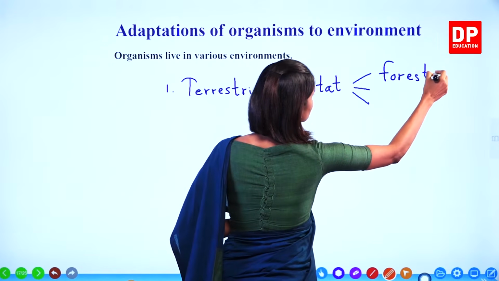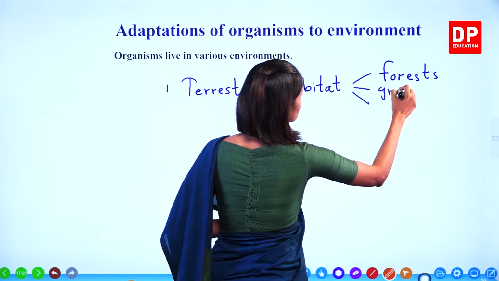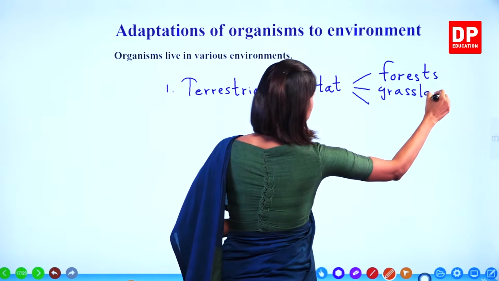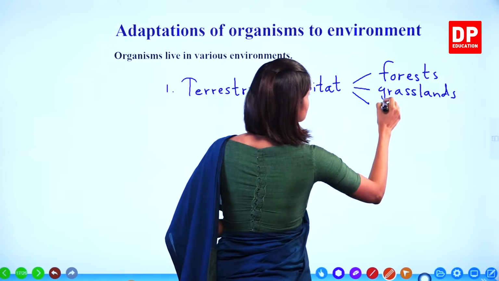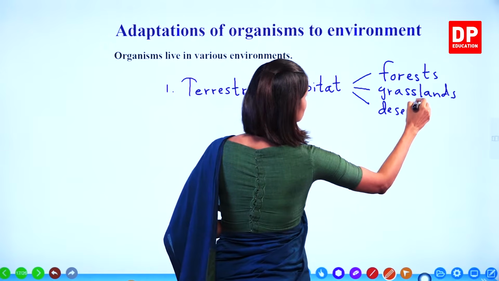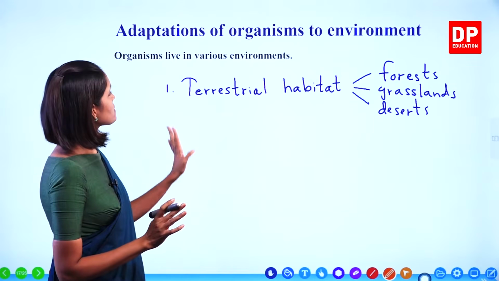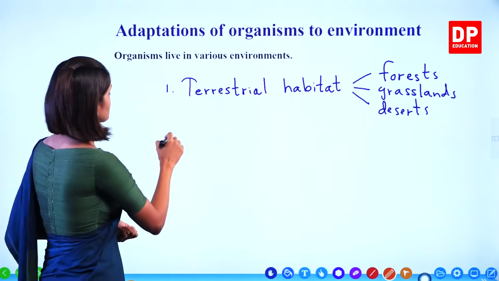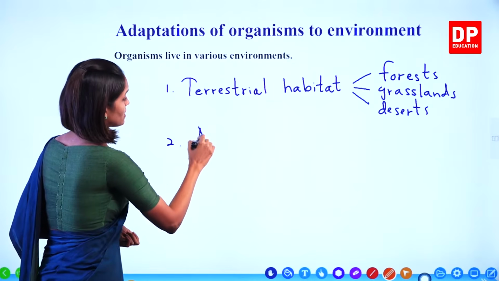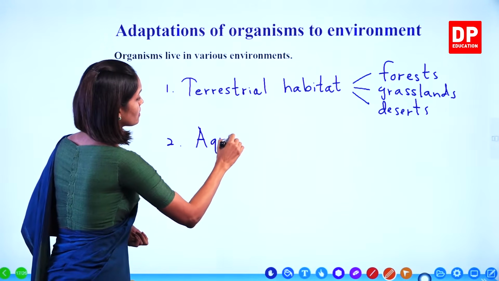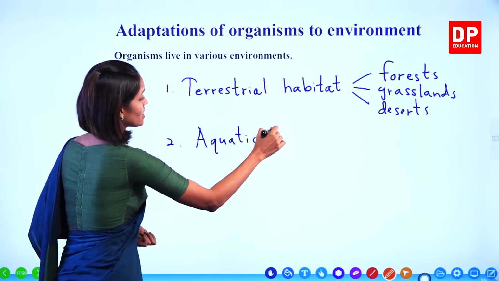Forests, grasslands, deserts, these are coming under terrestrial environments. Okay, so what are the other main habitats? You all know the aquatic habitats are there. Right? Aquatic habitats are there.